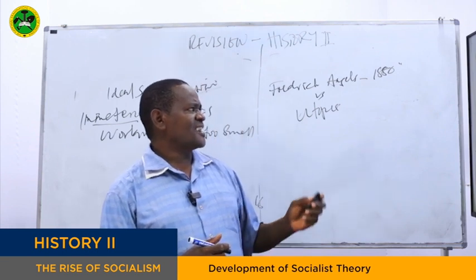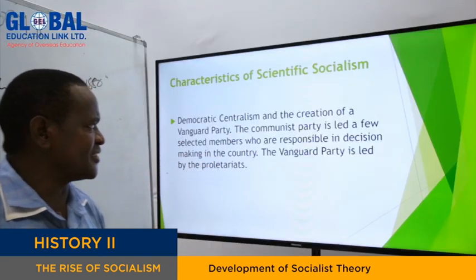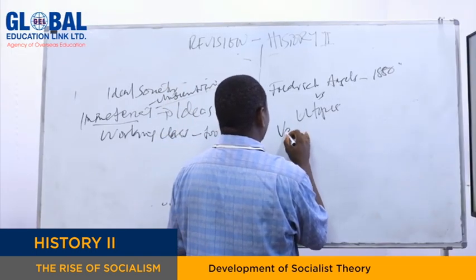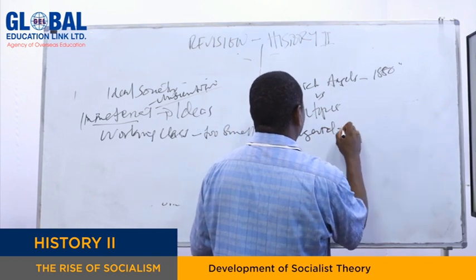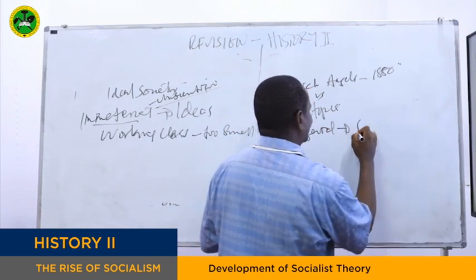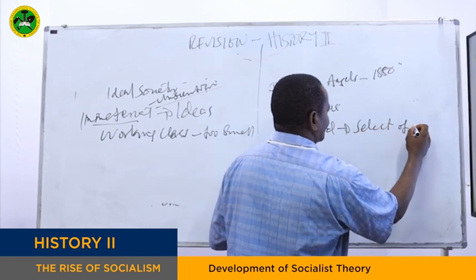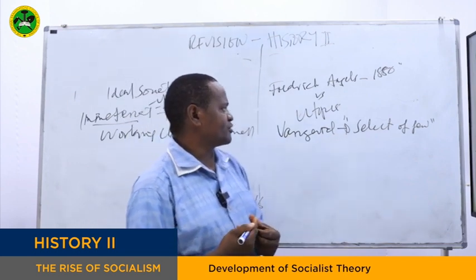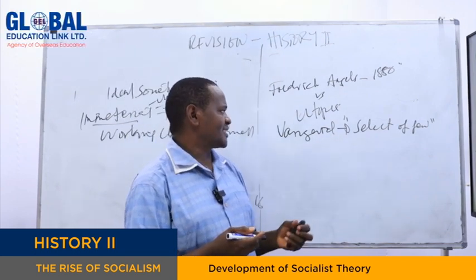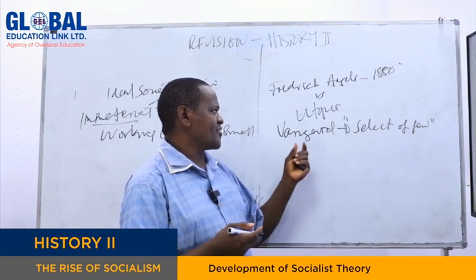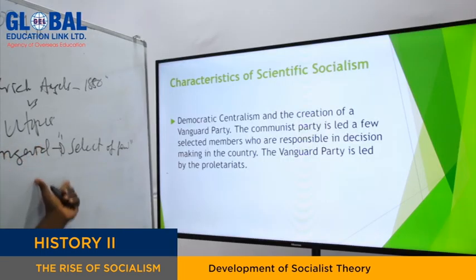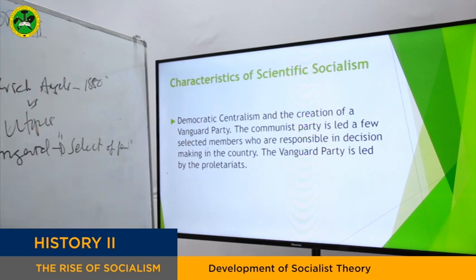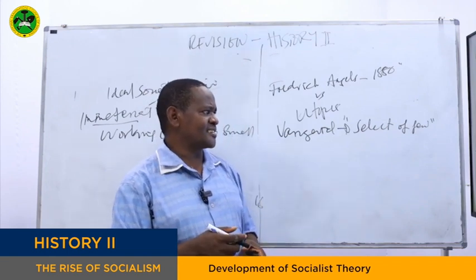My dear students, another characteristic is democratic centralism and the creation of a vanguard party. A vanguard party means a party of a selected few. Only a few people were selected to become members of that political party, as we came to see in the Soviet Union, where the members of the Communist Party were very few. And those people were responsible for ruling the majority of the people in the USSR during those days. So there is what we call democratic centralism, and the vanguard party is led by the proletariat, as we have said.